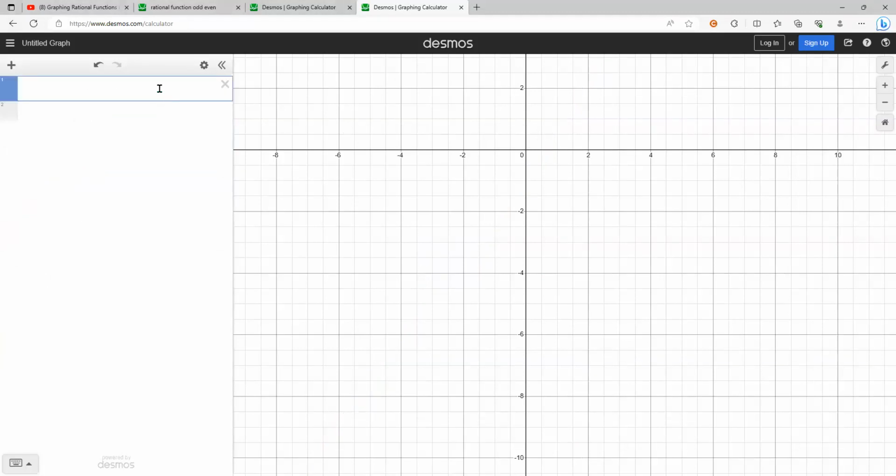Okay, so let's draw this. How do you draw it? I don't know of a piecewise function input. I only know how to do it function by function. So let's say we start off with 3x minus 2 like this. Can you see the screen now? Is it showing?